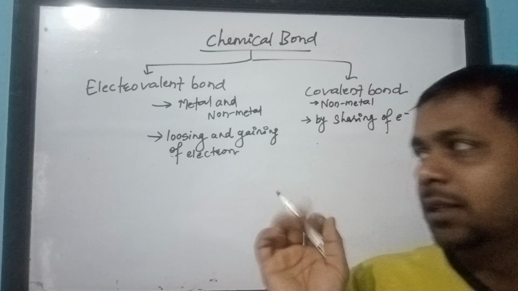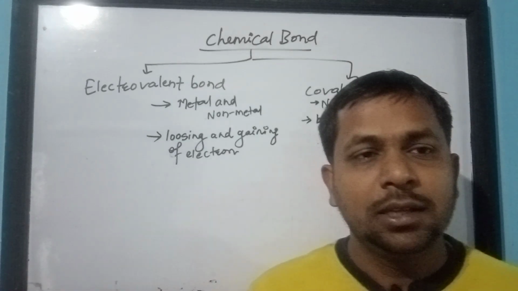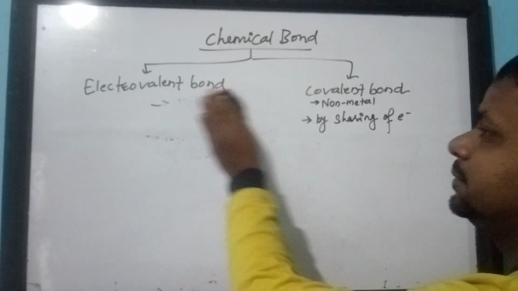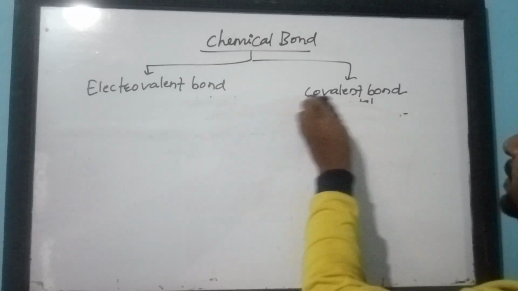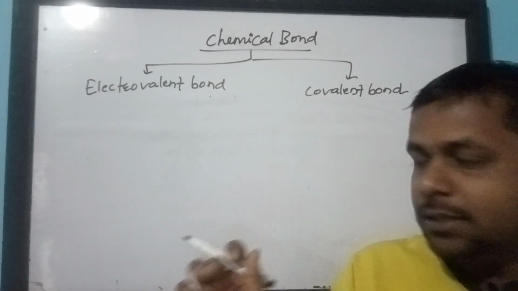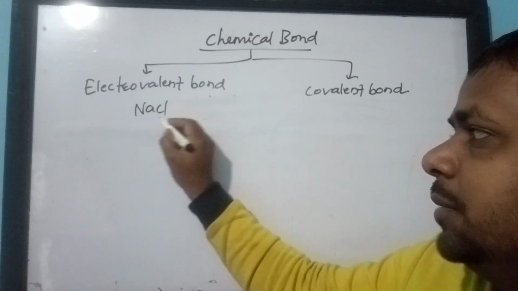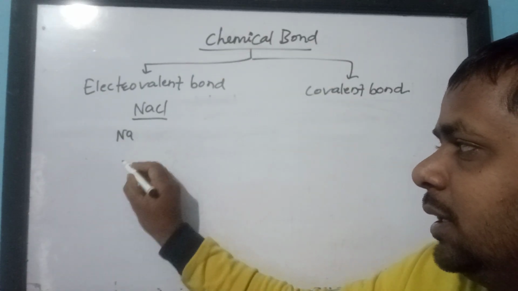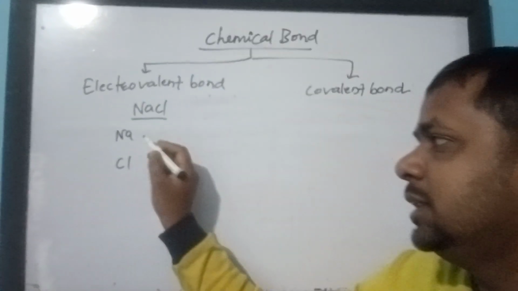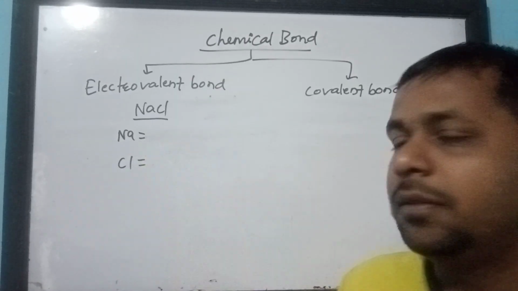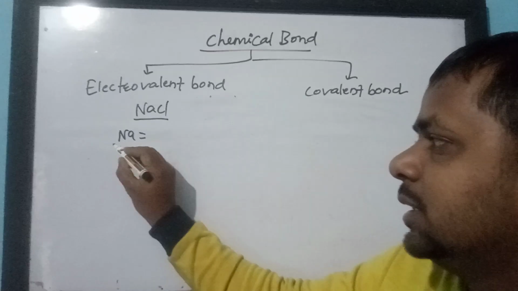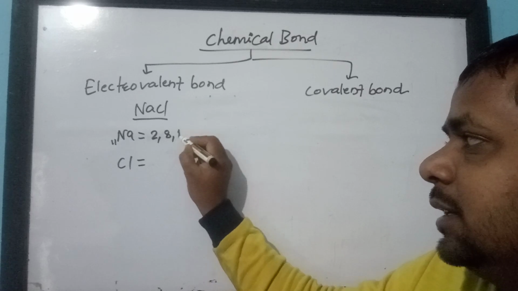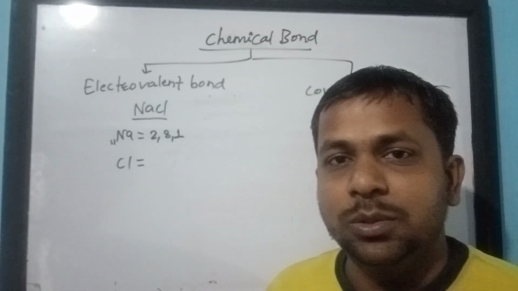I'm going to rub this, and let us see some examples regarding this. Suppose, let us see how NaCl is formed. In NaCl there are two atoms, Na and Cl. When we see the electronic configuration of Na, its atomic number is 11, and in the first orbit 2 electrons, second orbit 8 electrons, and in the third orbit there is 1 electron.